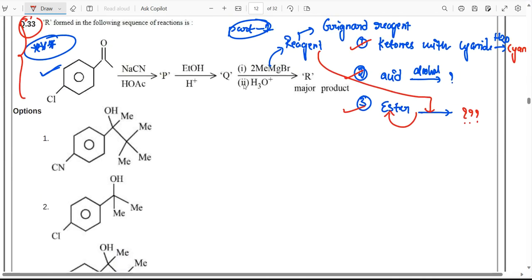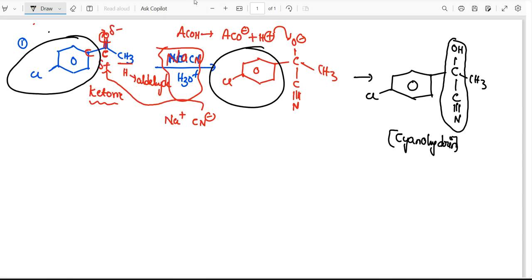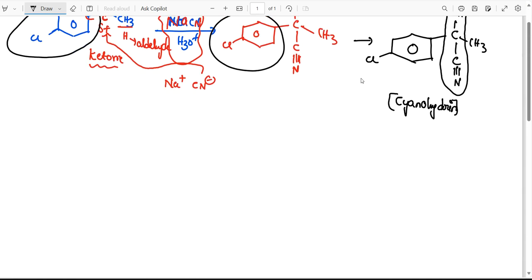Now let us try to understand how acids are produced from cyanohydrins. This cyanohydrin produced here will react with water. That means a hydrolysis. Whenever a cyanide undergoes hydrolysis, the cyanide becomes an acid. It is converted to acid. Now let us try to understand this concept.